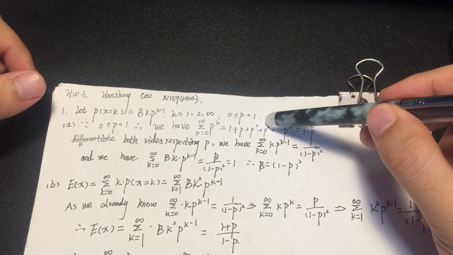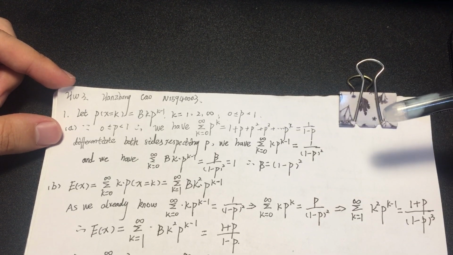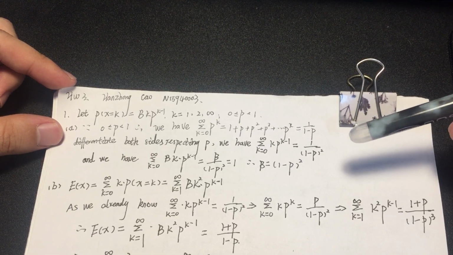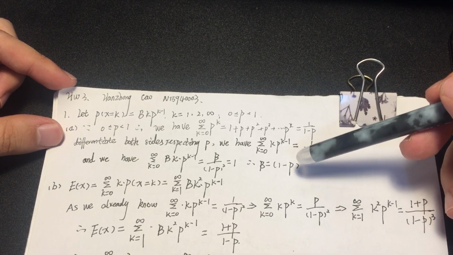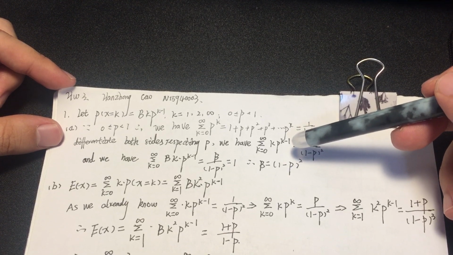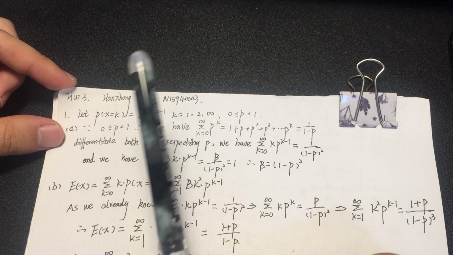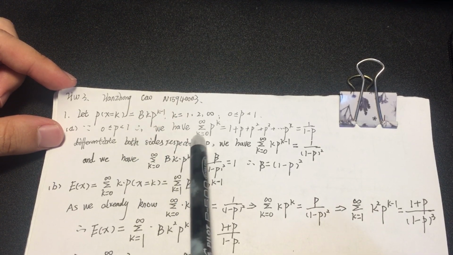So there are 5 questions. Let's crack them step by step. The first question asks us to calculate the element b if we want to make this a mass function. Because we know that p is from 0 to 1, we can know this equation.